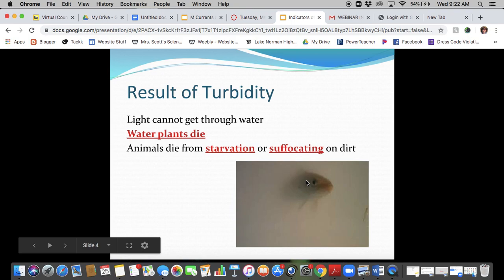Essentially, it's like if you were breathing in a smoggy place, a place that had a lot of smog and a lot of pollution in the air, that would irritate your lungs. With a fish, they don't breathe air, they get oxygen out of the water through their gills. If there's a lot of dirt or sediment in the water, that affects their gills and their ability to get oxygen. So that's our first indicator, turbidity.